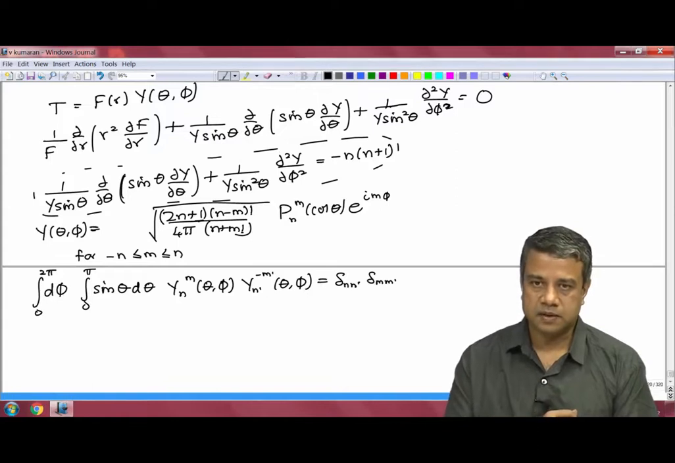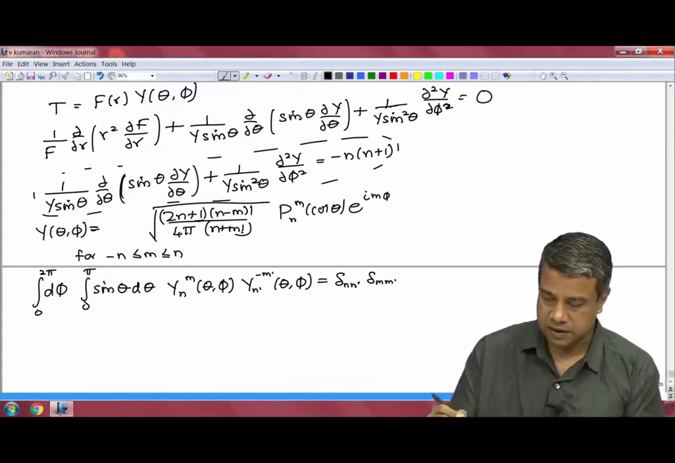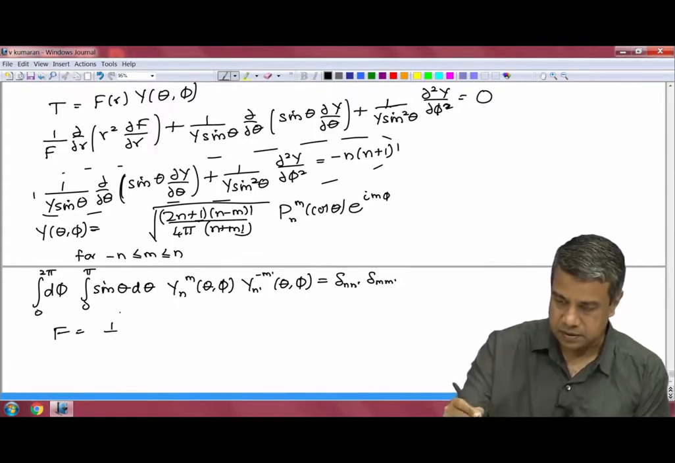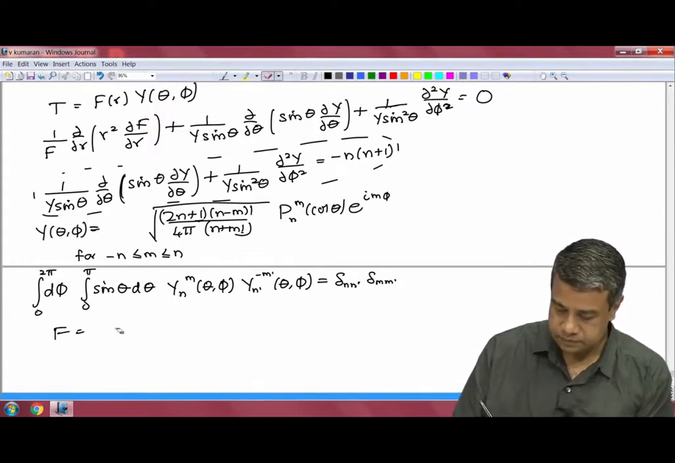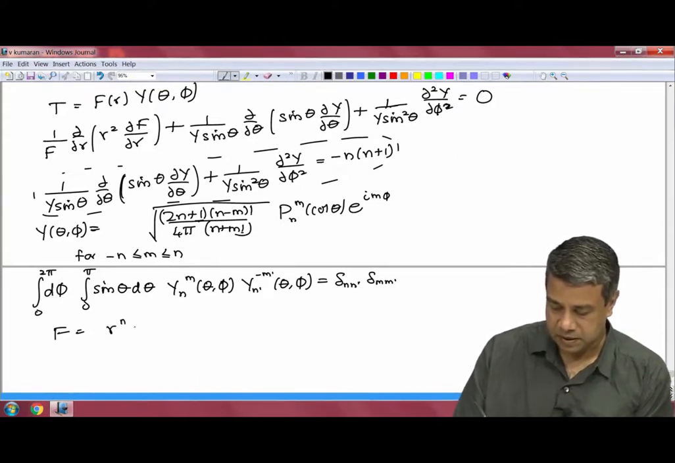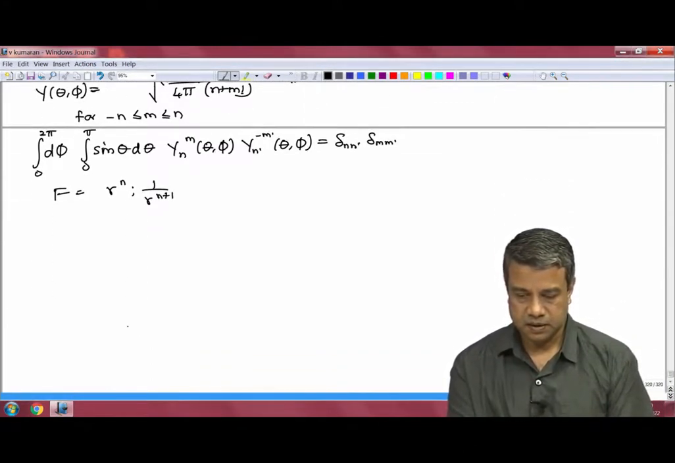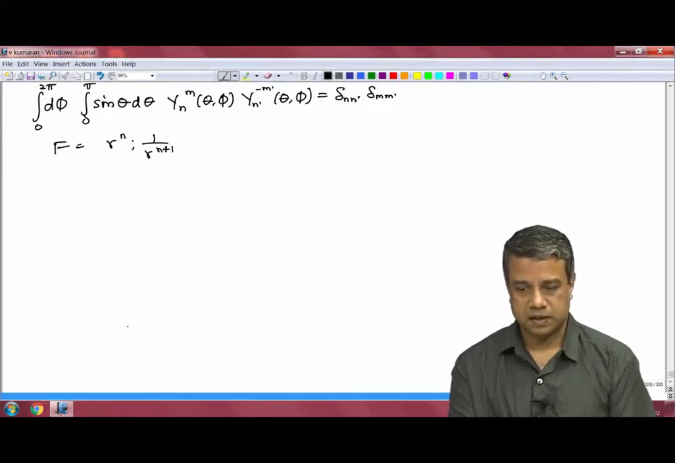The other part depends on the radial coordinates, and the solution for f has two solutions, one which is r power plus n and the other one is 1 by r power n plus 1. So, those are the two solutions. What do these physically mean? Let us examine that.